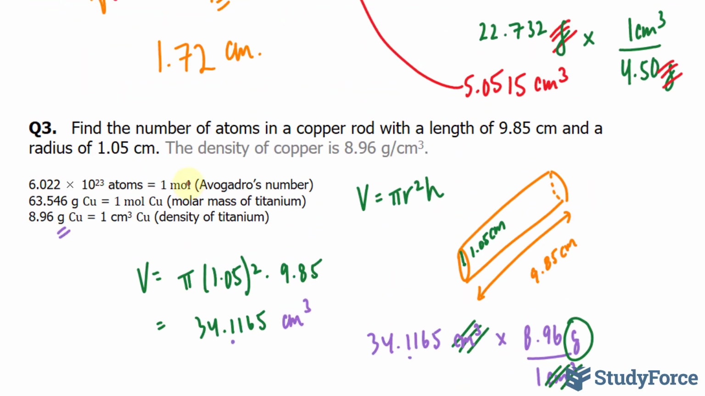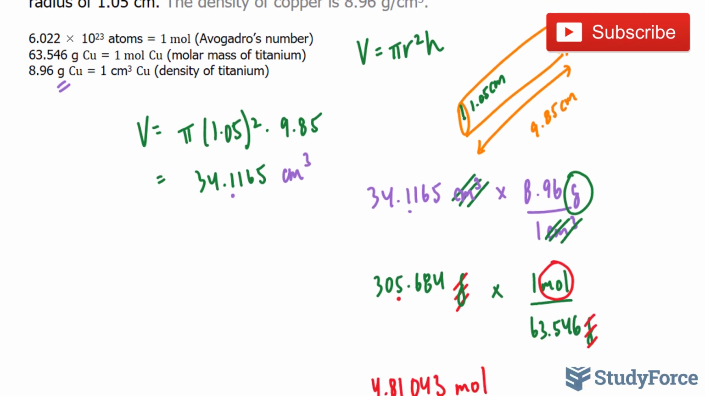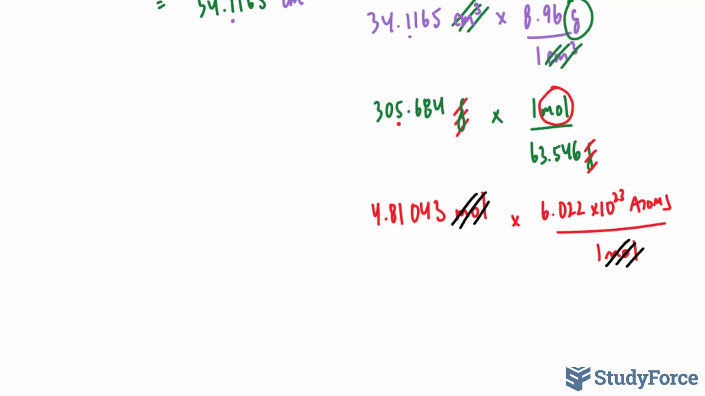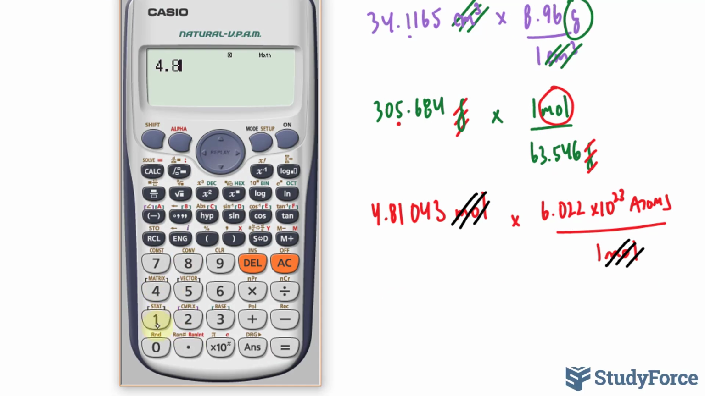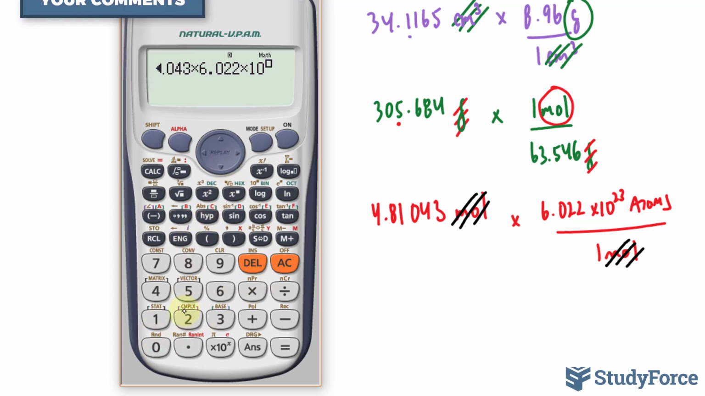My last step is to use this relationship to find the number of atoms. Here's how. I'll multiply this number by Avogadro's number, which is 6.022 times 10 to the power of 23 atoms per every 1 mole. The mole unit will cancel out. And finally, we can get our answer, 4.81043 times 6.022. My final answer should have 3 significant figures, don't forget. Times 10 to the power of 23.